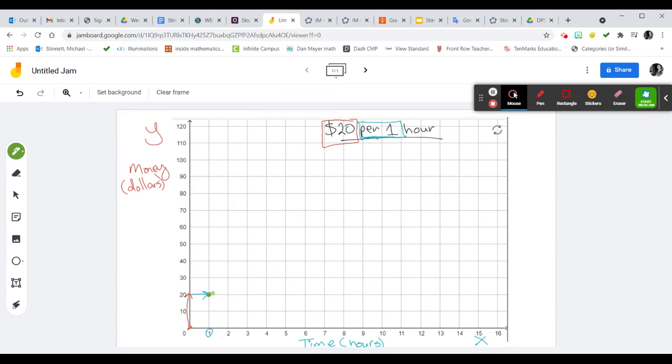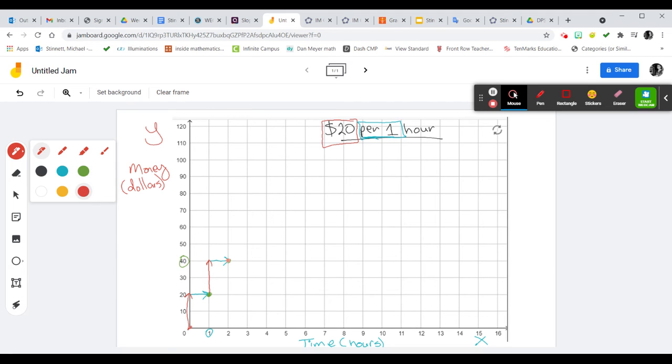Okay. So what I'll do is continue to do that, right? From that point, I start at the green point here, and I'm going to go up another $20, and I'm going to go over another hour. And I'll put a point there. And so now you can see that in 2 hours, I made $40. Okay. And I can continue to do this and keep going.